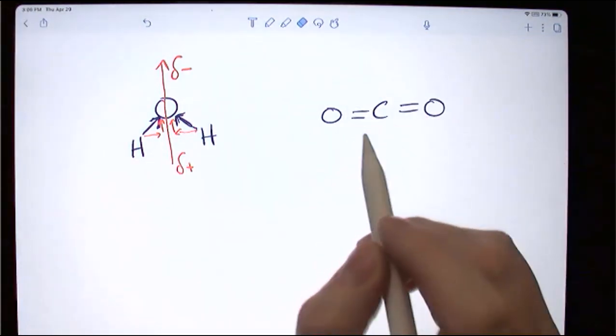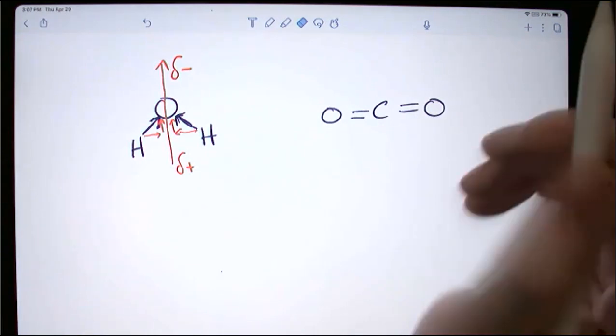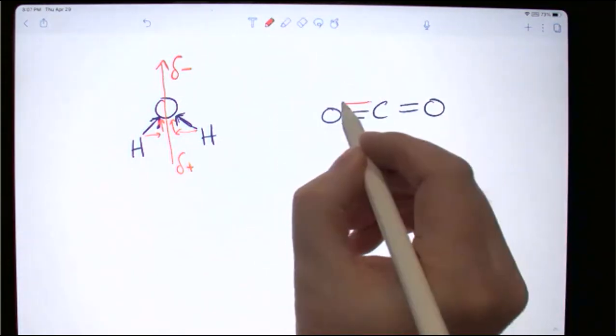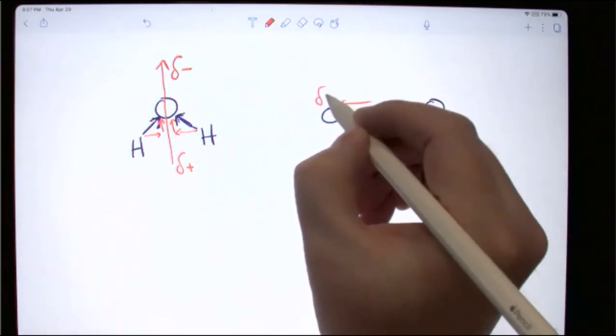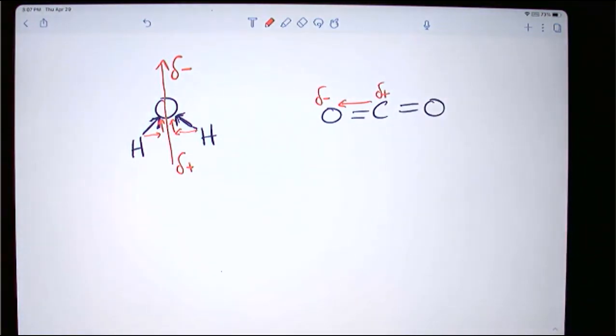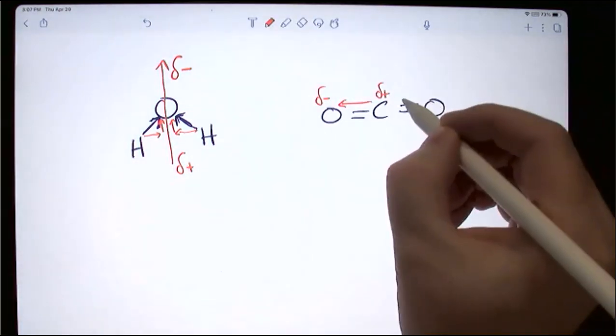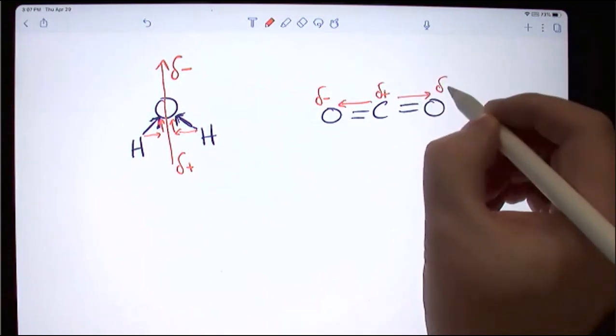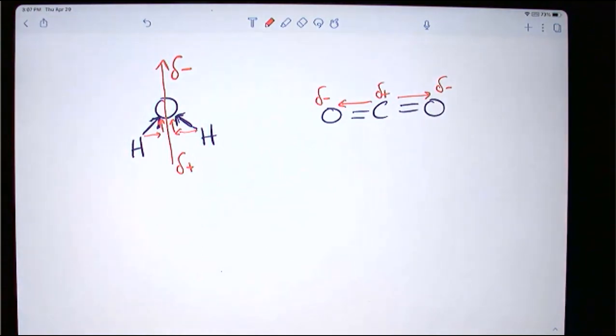What direction would I draw the arrow? Towards the more electronegative element, so towards oxygen. But then that makes oxygen partially negative and carbon partially positive. What about on the other side? Isn't it identical on the other side? So can you see what's going to happen now? Carbon dioxide has polar bonds, but it's shaped differently than water. What's going to happen because of its shape?